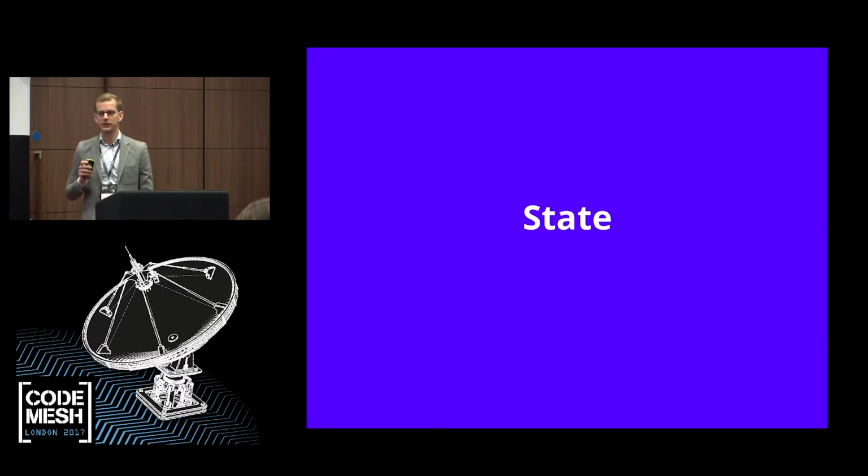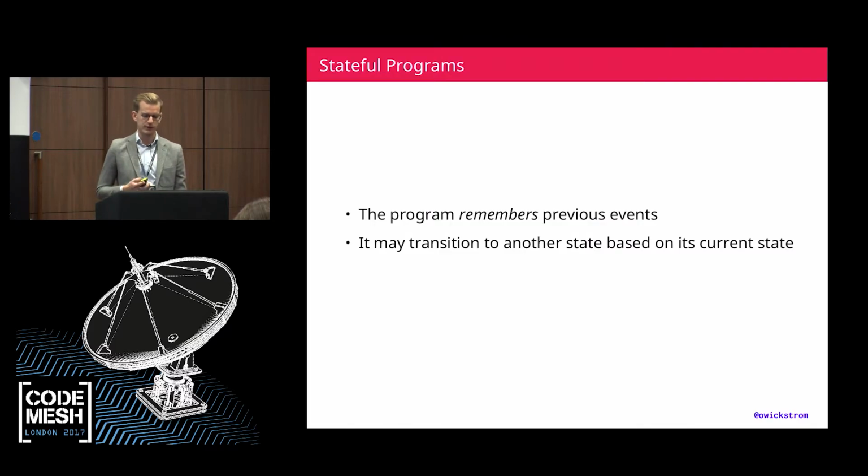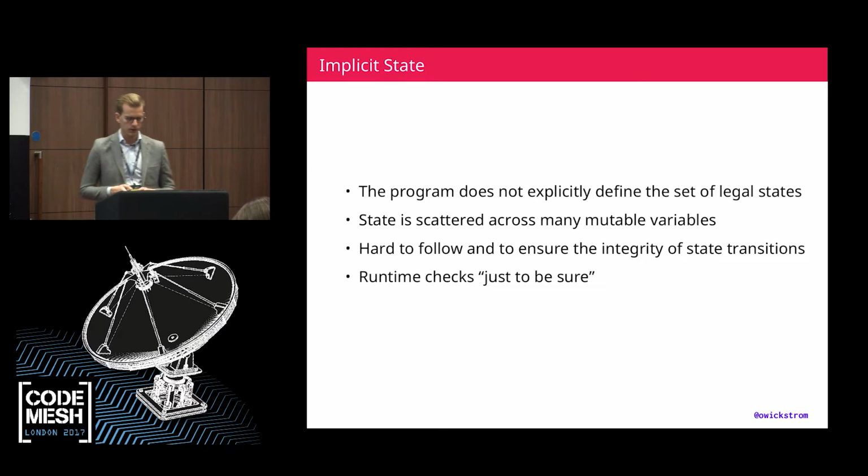So first off, we'll talk a bit about state. A stateful program is one that remembers its previous events. We call that memory the program state. It may transition to other states based on what it has seen before. One problem with stateful programs is implicit state. By implicit, I mean that the program does not explicitly define the set of legal states.